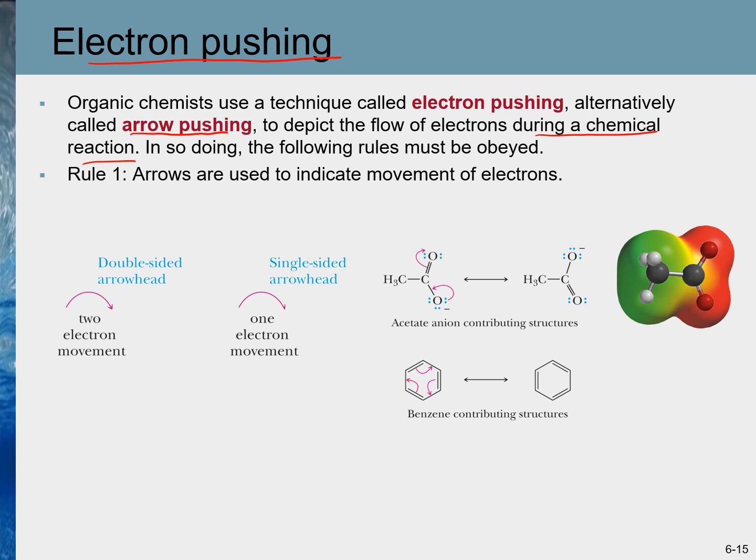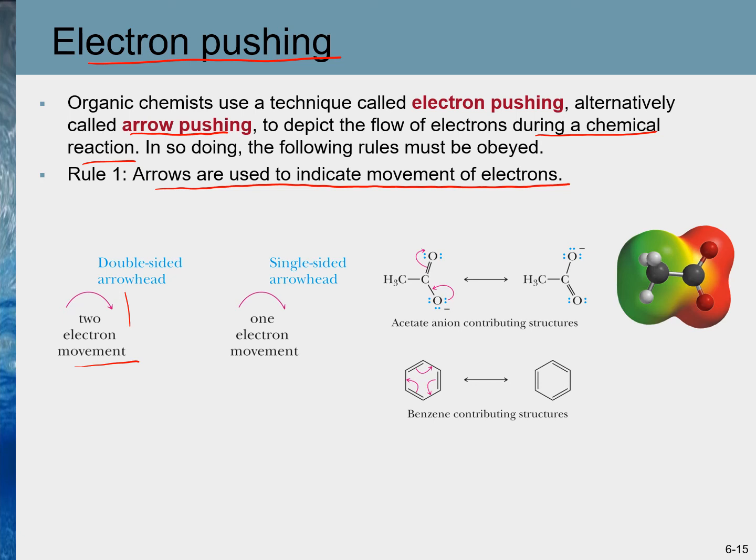So rule number one: arrows are used to indicate the movement of electrons. It is extremely important to note that in reaction mechanisms, we do not show the movement of atoms. We only show the movement of electrons. A curved double-sided arrowhead is used to show the movement of two electrons. For example, this lone pair of electrons is moving to become a double bond here, so therefore we are using a double-headed arrow.